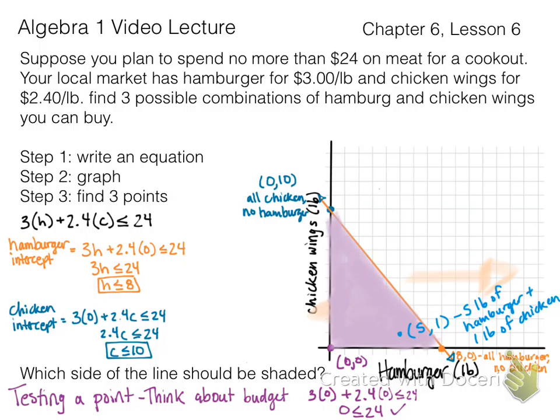I'm still in the shaded region. I could also buy 3 pounds of hamburger and 6 pounds of chicken and spend exactly $24 because the point is on the line. And finally, I could buy 1 pound of hamburger and 7 pounds of chicken and still be within budget.